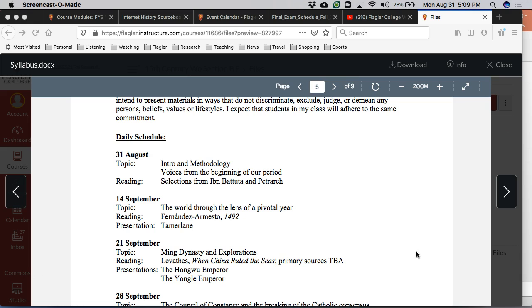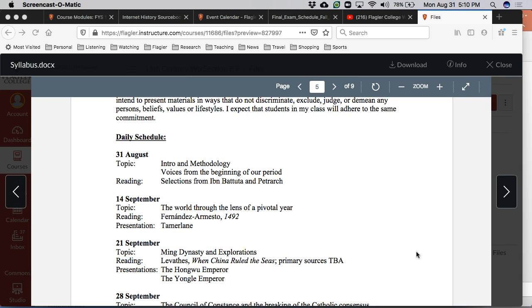Okay, so the first book we're reading is this one, right? 1492. This is our synthetic overview. Okay, 1492, obviously a pivotal year, and so we'll take a look at this, talk about it, and see if what Fernando Ernesto is doing is valid and helps us think about this.